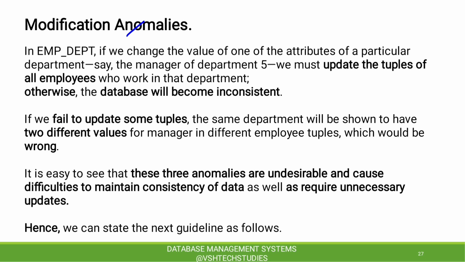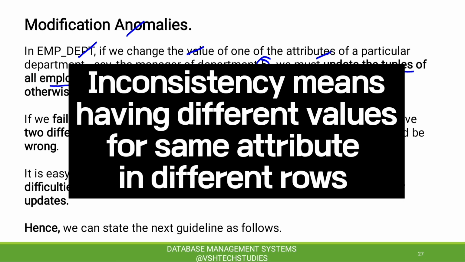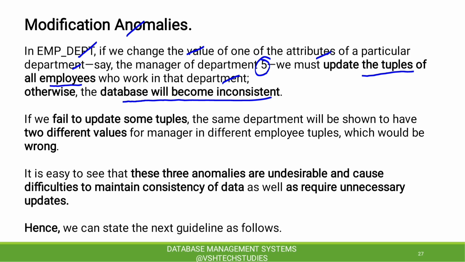If you consider the EMP_DEPT relation, if we change the value of one of the attributes, say the department name value, that must be updated in all the tuples of all the employees who work for the same department. Otherwise the database will become inconsistent. So that is what is called a modification anomaly.